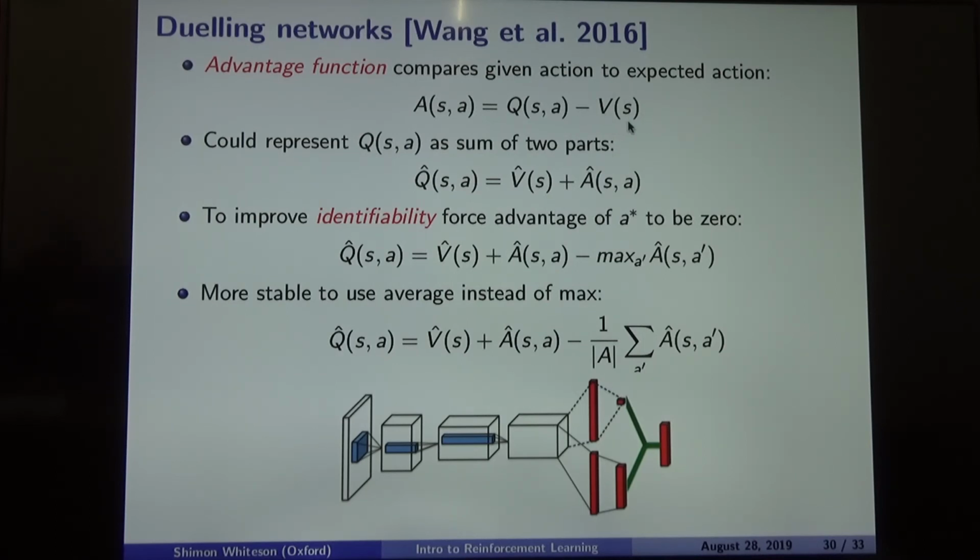So this value function, right, the value of being in this state, computing this value involves taking an expectation across the actions according to the probability distribution over actions specified by your policy.